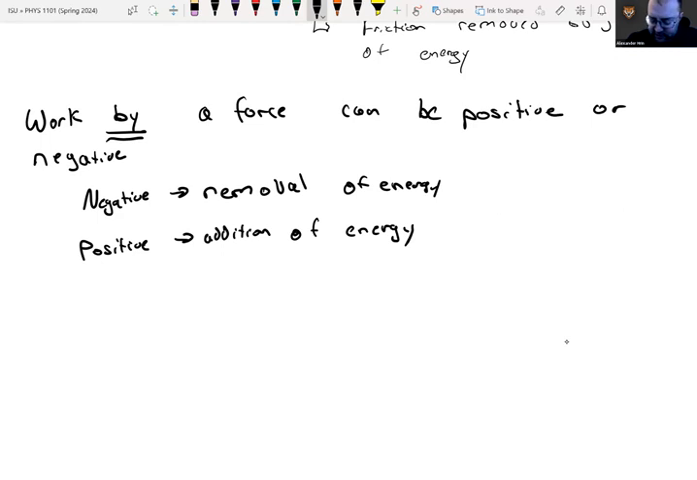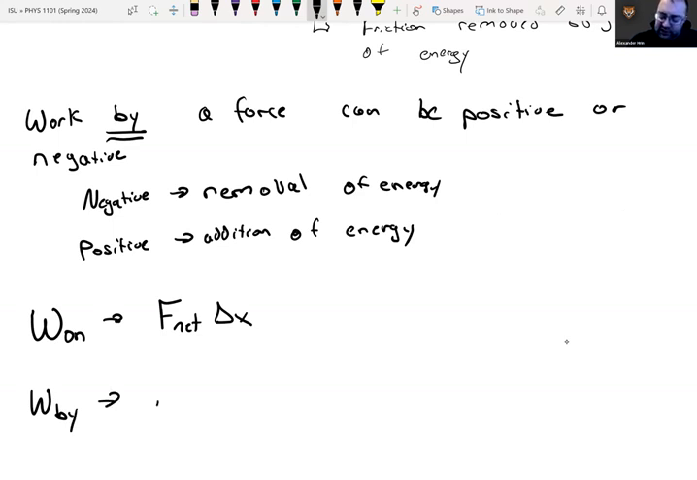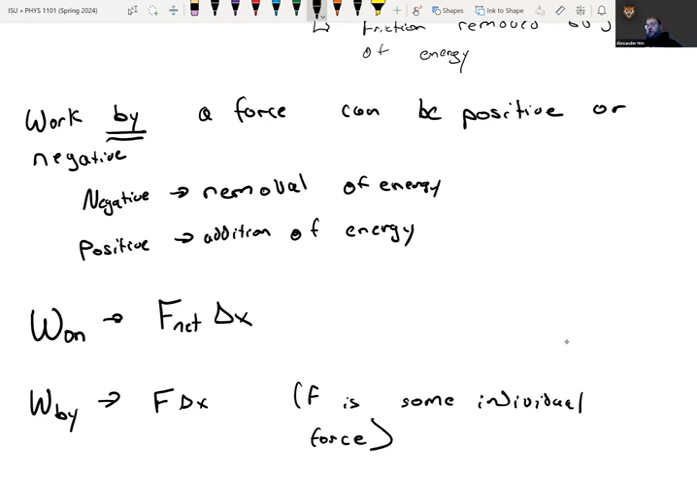Now, just as a reminder, work on an object, you're going to be dealing with F net delta X. Okay. If you're looking for work by a particular force, this is just going to be F delta X, where F is some individual force. So that is going to be the main difference for how you will approach these two expressions. And they are different. You will be asked how much work is done on an object and then how much work is done by a force. So I do really encourage you to understand the distinction.